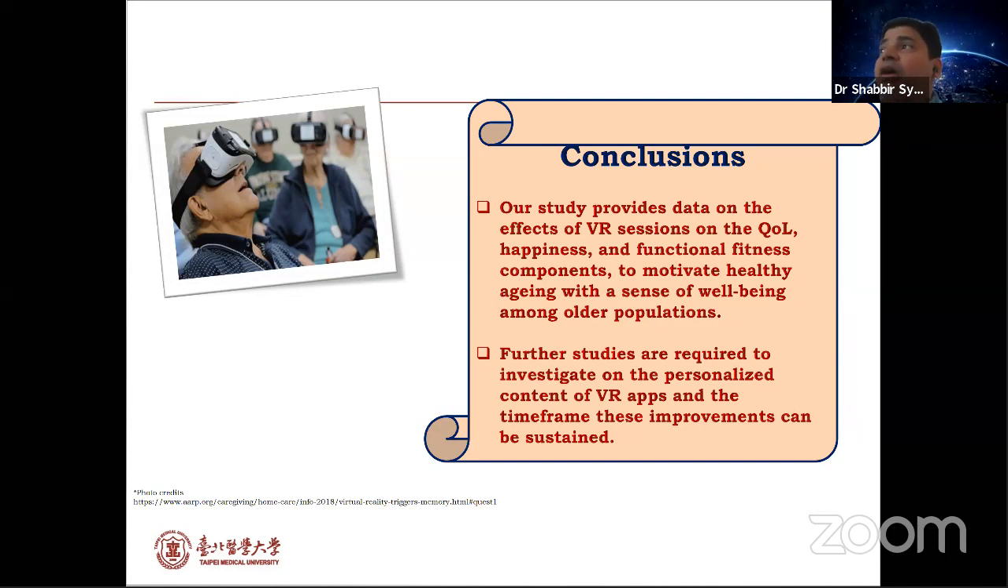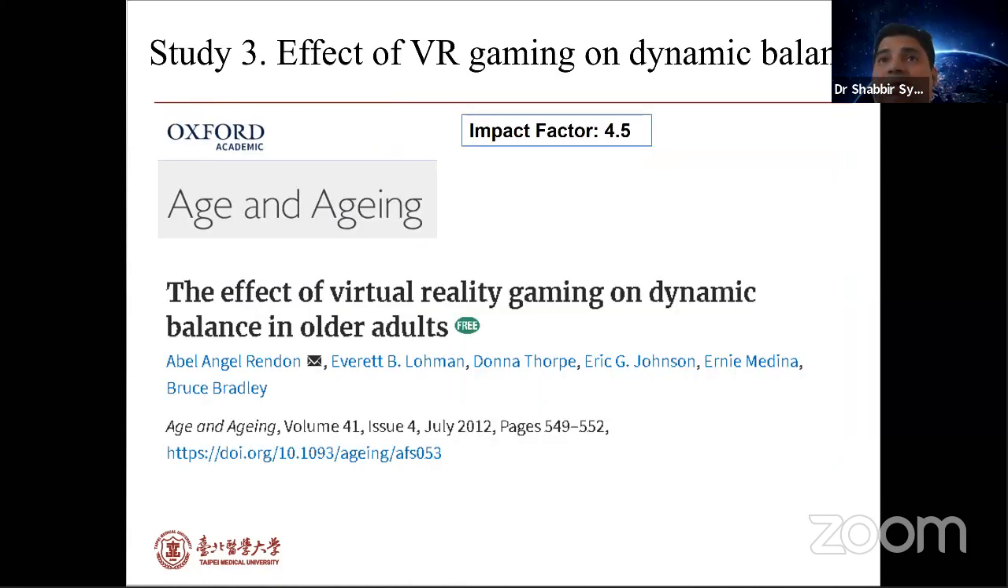But apart from that, I also want to present a few other studies conducted around other parts of the world so that we can understand what's happening. So I took again the effect of virtual reality gaming dynamics on balance in older people. This study evaluated how virtual reality gaming affects the balance of the older population. As I told, in the older population, balance is very important. Why do we need balance? Because of the chances of falling down.